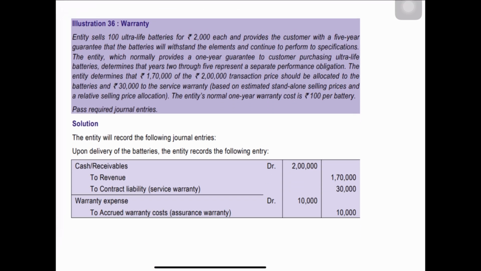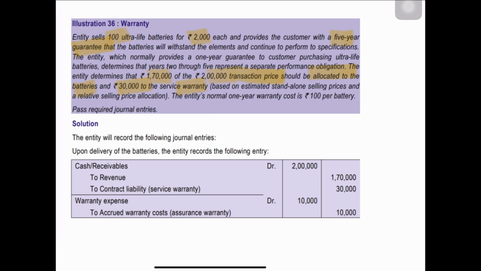Now let's move on to illustration 36. Here the entity sells 100 units of battery at the rate of rupees 2000 with a 5-year guarantee. The entity normally provides a 1-year guarantee to its customer. The entity determines 170,000 of the 200,000 transaction price should be allocated to the batteries and 30,000 to be allocated as the service warranty.